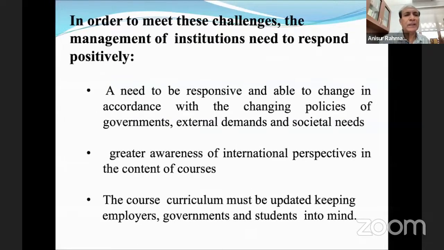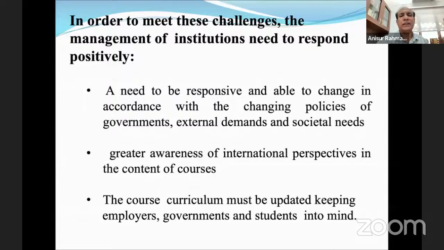Okay, so in order to meet these challenges, which are enormous, what can we do, what can our society do, what can our policymakers do, or what can our state do? There is a need to be responsive and able to change in accordance with the changing policies of the government, external demands, and societal needs. We have understood the societal needs and the external demands, and the government has come up with this National Education Policy. So now it is the responsibility of all of us to implement it in the true sense of the term.